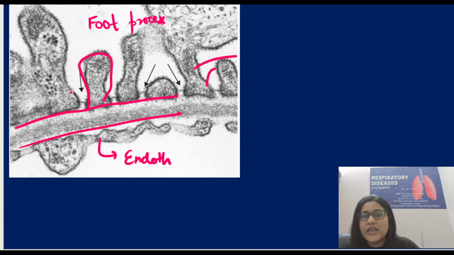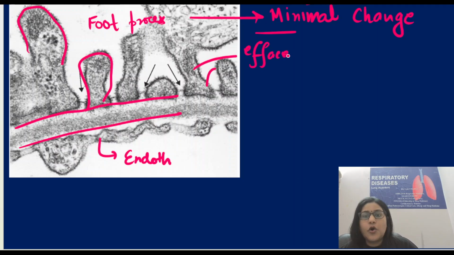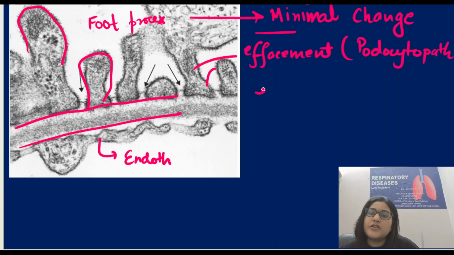When you find them effaced, when they are merged together and when they don't retain their foot shape, this is called the effacement of the foot process. The most common cause is minimal change disease, where light microscopically you do not find anything, but if you look at the electron microscopy, you find the effacement of the foot process. So all of these conditions where there is effacement of the foot process, we call them podocytopathies. What do we call them? Podocytopathy.